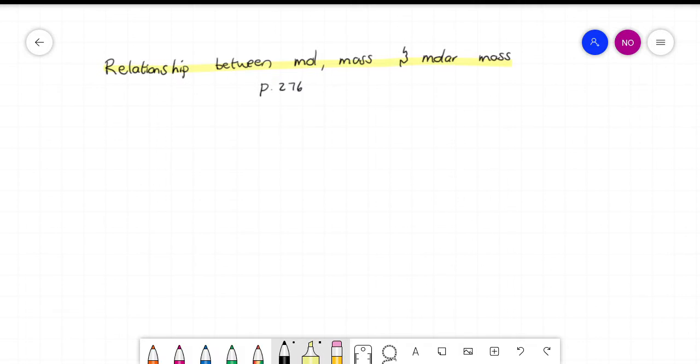Okay, nou alles wat ons tot dusver gedoen het is alles goed en wel, but now we need to start making it applicable to when we're working in a lab. So for that, we have a few equations.